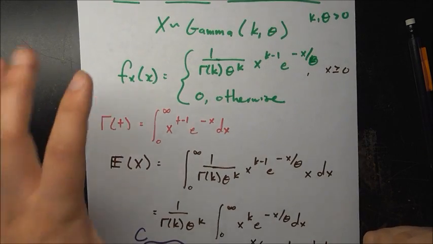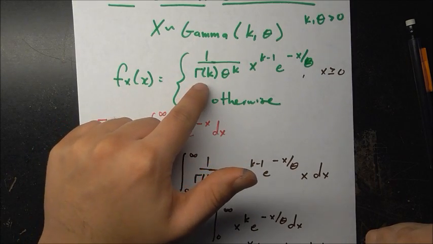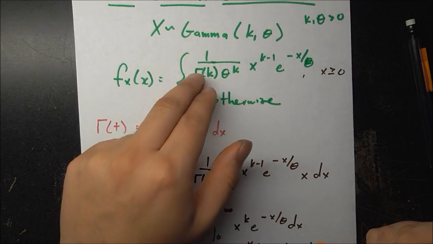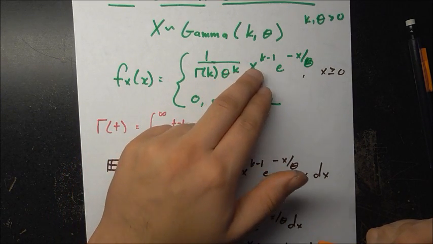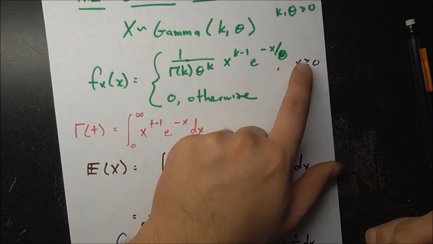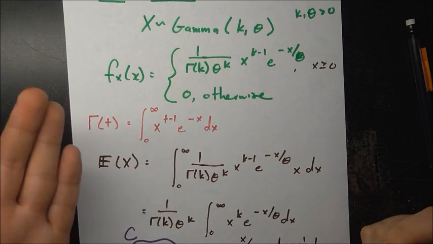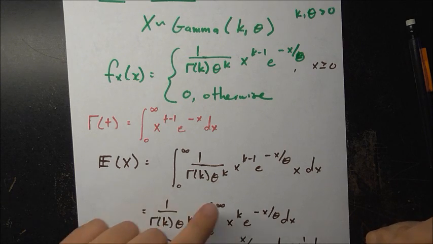So the PDF is of this form. We have f_X(x) equal to 1 over, and this weird symbol will be explained later in just a second. It's called gamma, the gamma function. So 1 over the gamma function evaluated at k, theta to the power k, x to the power of k minus 1, e to the power of negative x over theta, as long as x is bigger than or equal to 0, and 0 otherwise. So it's only defined on the same range as the exponential distribution, and we'll see the relationship between exponential and gamma at the end of the video.